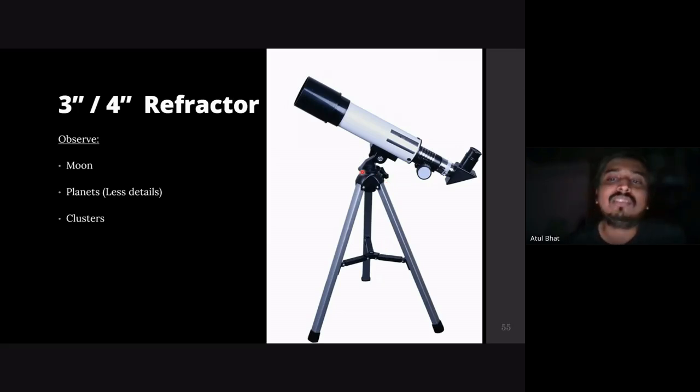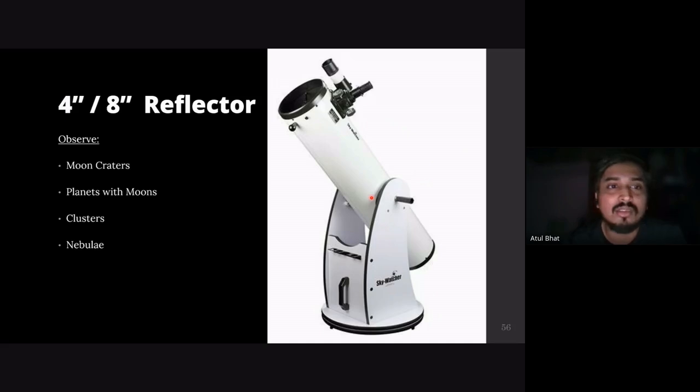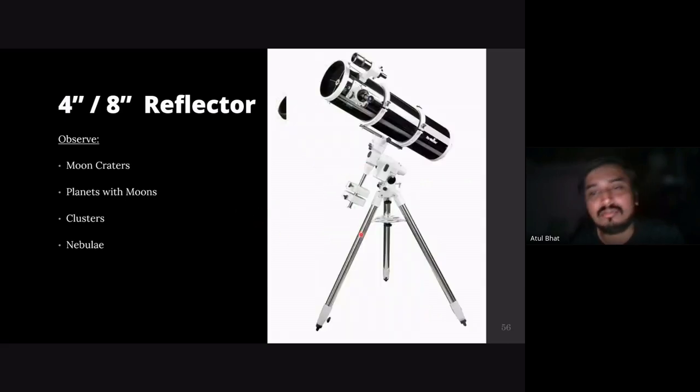Some of these come with an automated mount or a remote control, which is going to add about 30 to 50,000 more to the telescope cost. You can also buy a reflector telescope, which is better because of the mirrors. And this is typically called a Dobsonian mount, or you can also have an alt-azimuth or equatorial mount.